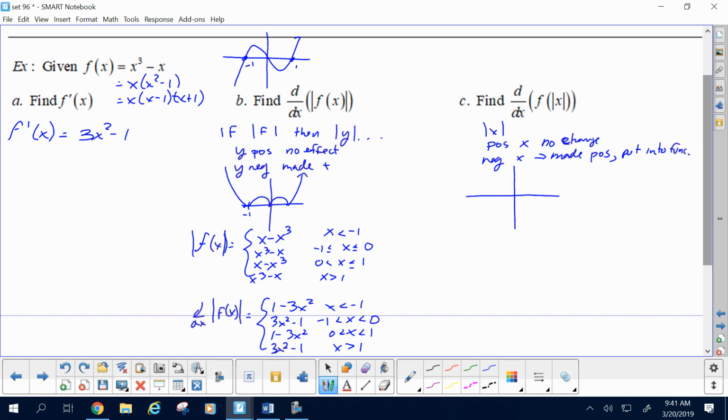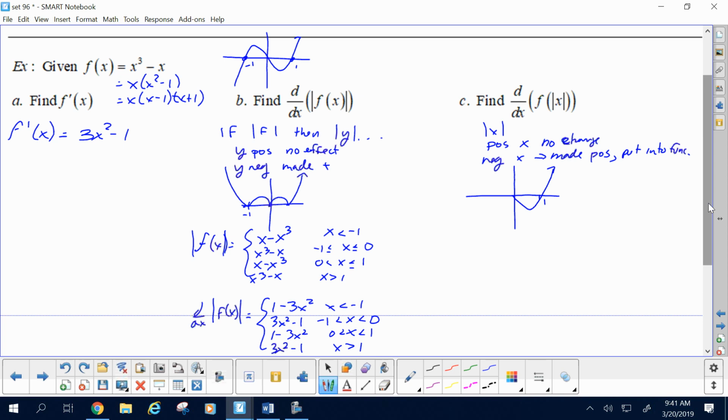Let's go back to the original graph. It says here positive x's, there's no change. Where are positive x's? On the right, the left, the top, the bottom? The right. Okay, so this part, there is no change. If I put a positive x in there, the absolute value would do absolutely nothing. I'd get exactly the same y as I did, right?